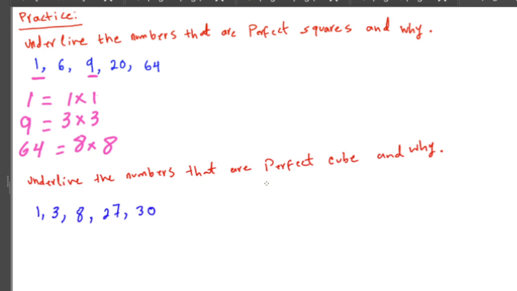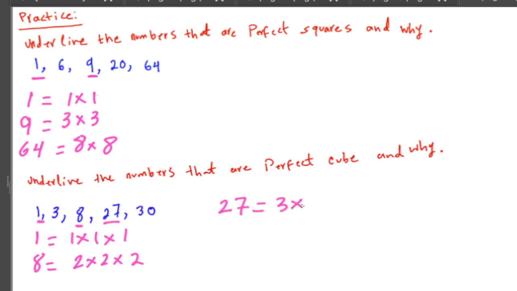So let's practice for the perfect cubes. Is 1 a perfect cube? Yes, because 1 times 1 times 1 is giving us 1. What about 3? 3 is not a perfect cube. What about 8? 8 is a perfect cube because 8 can be written as 2 times 2 times 2. 27 is a perfect cube because 27 can be written as 3 times 3 times 3.